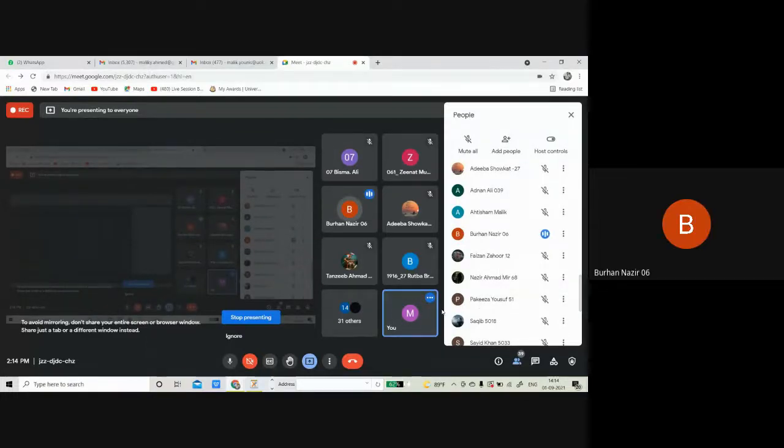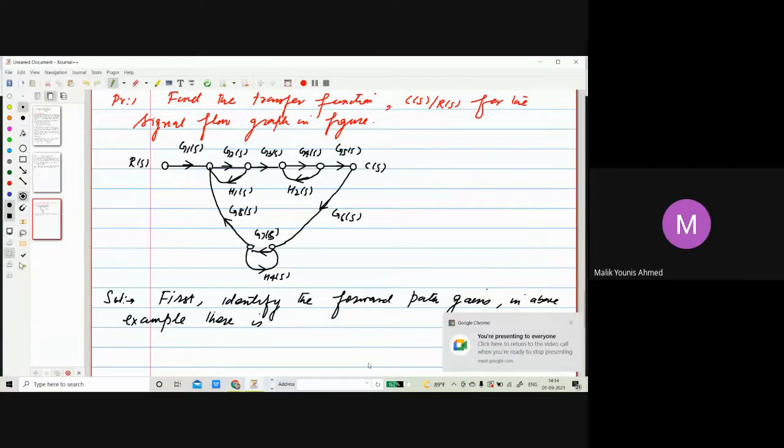Tell me, how many forward paths are there? Only one. Which one? G1, G2, G3, or G5. That's all. There is only one. Identify the forward path gain in the above. There's only one. In this case, clearly there is one.